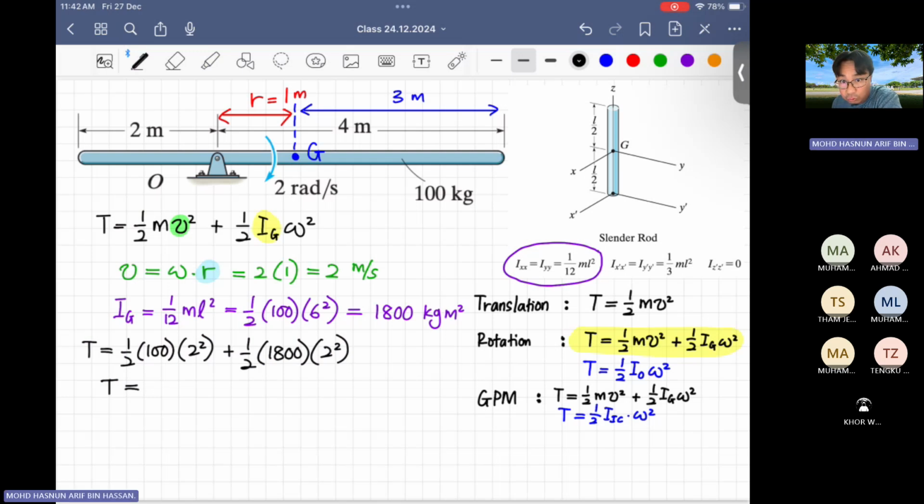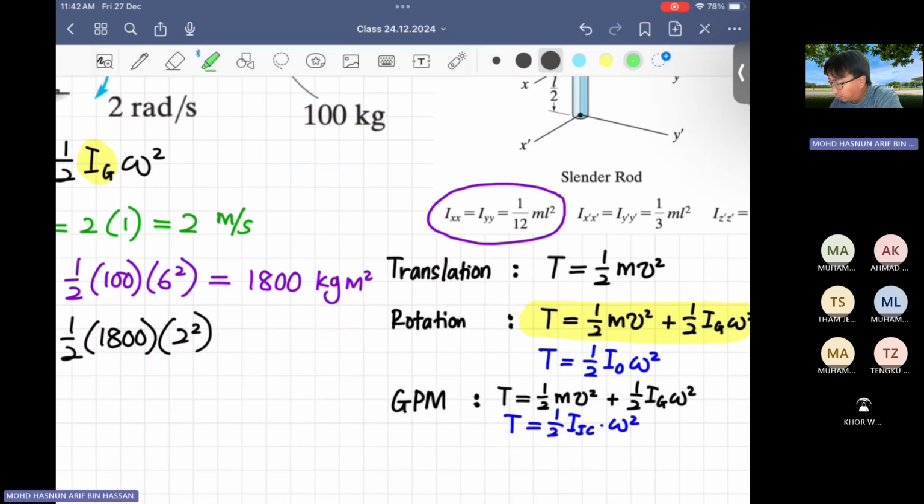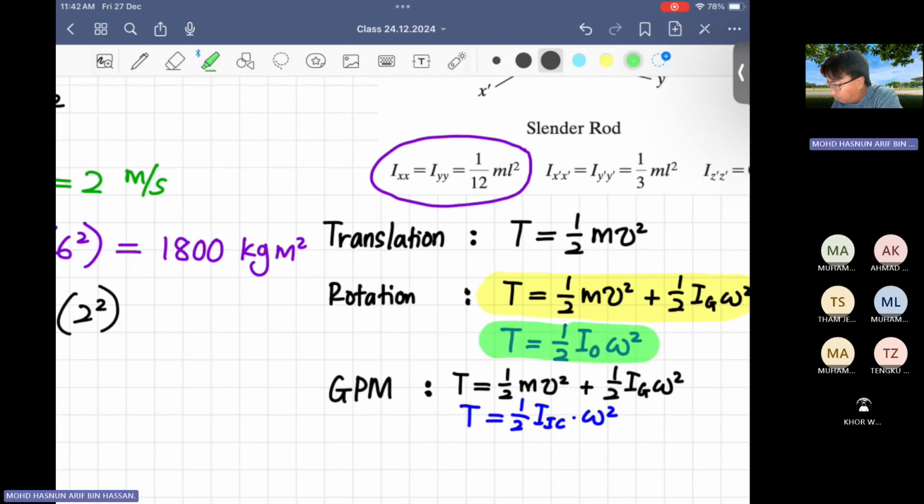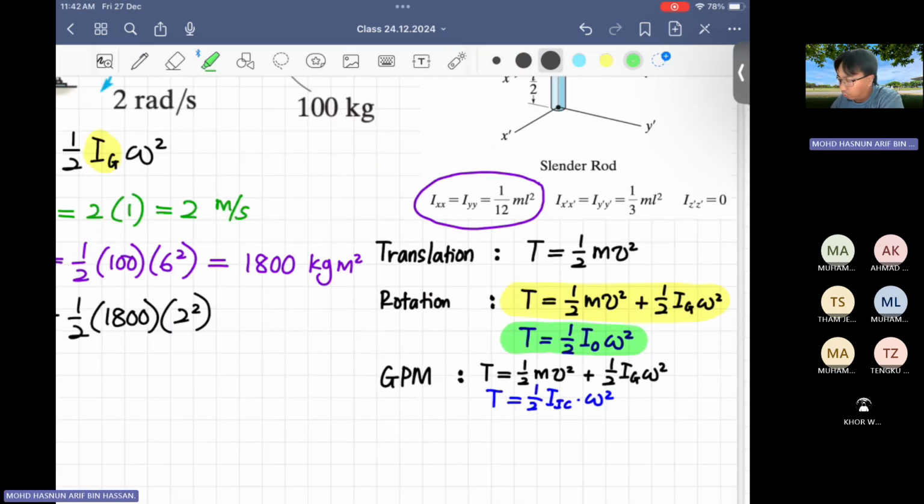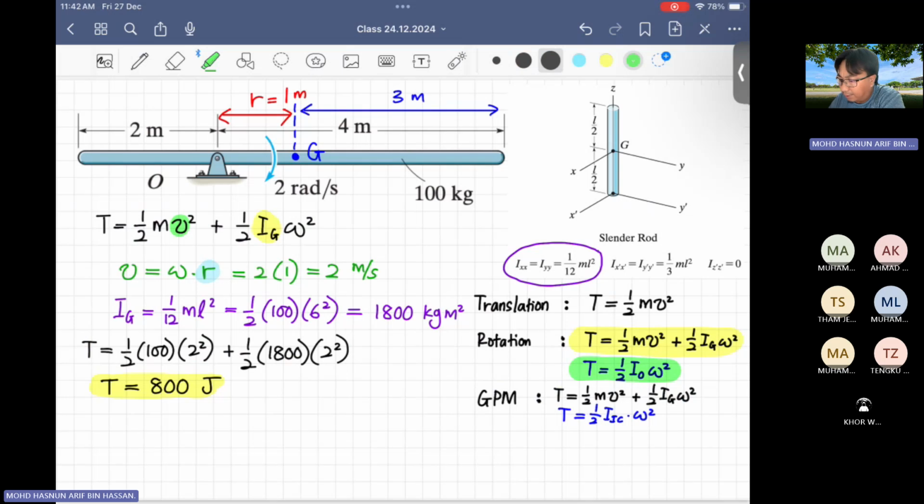Is equal to 800 joule. 800 joule. All right. I hope you get the same value. We can also use this equation, T is equal to 1 over 2 IO omega square, to solve this. Okay, let's try to do that.